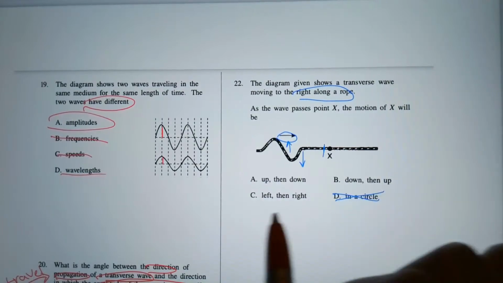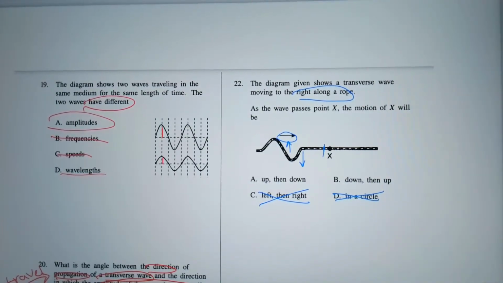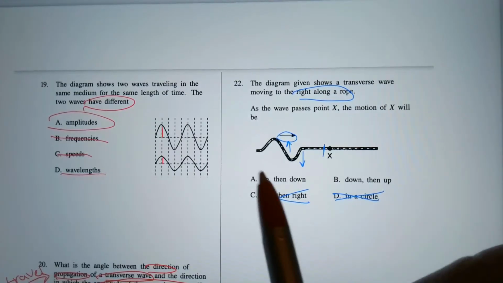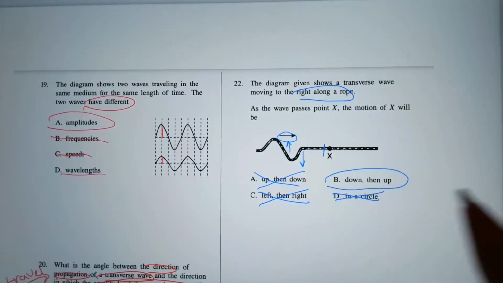So I'm not going to be in a circle. I definitely cannot be left then right. That would be for a longitudinal wave, and that's not what we have here. And we don't have a crest first. We have a trough, so it'll be down, then up.